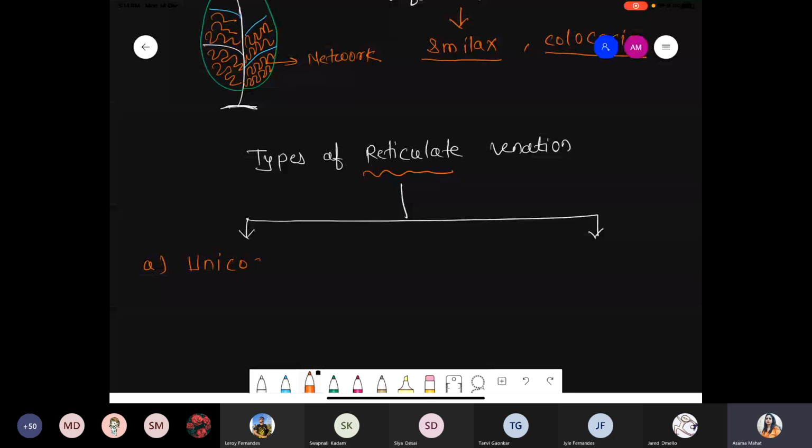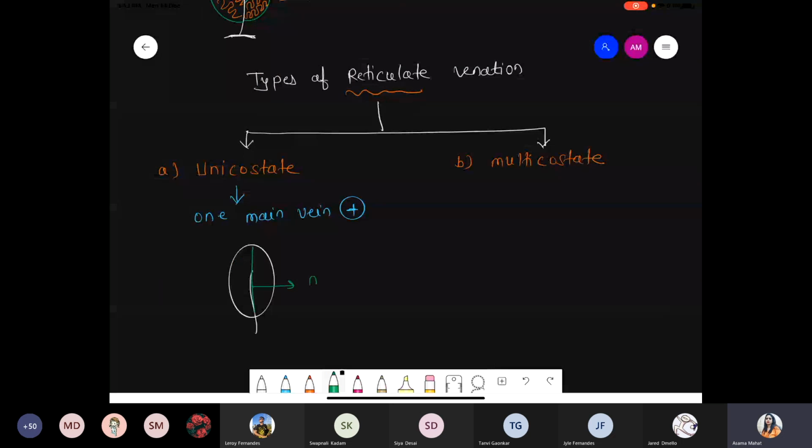If you want a diagram, you can draw like this. Suppose a simple structure, and inside this structure there is a single main vein, that is the midrib. Only a single one is present and the entire structure is covered with the network. So they form a network like this. A single main vein is present. So unicostate is very common in China rose and peepal.